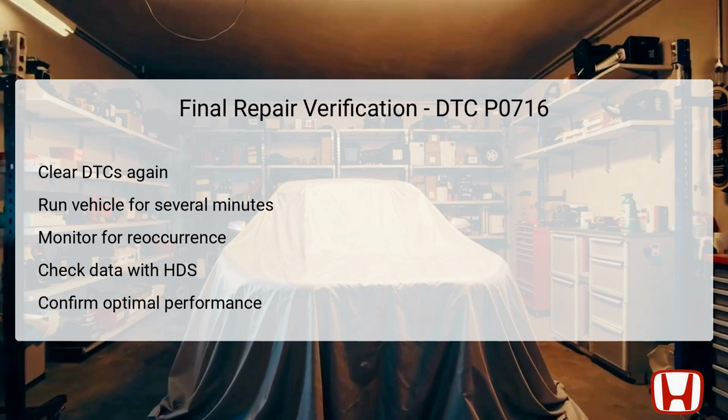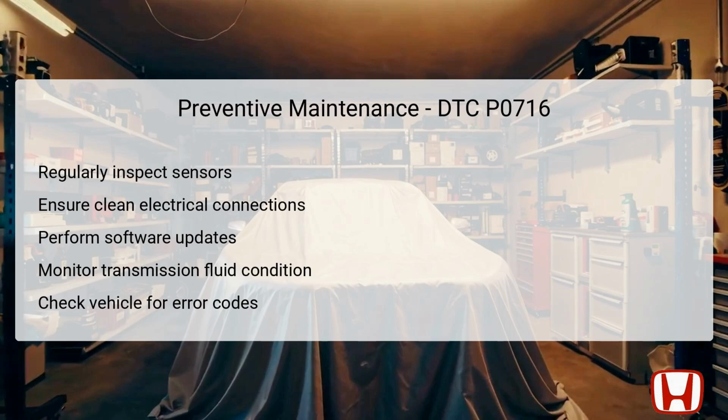Finally, confirm that the vehicle performs optimally without triggering any new codes, ensuring that the issue has been properly addressed and resolved. To prevent the reoccurrence of DTC P0716, regular maintenance is key. Regular inspection of sensors, including the input shaft speed sensor, will help identify potential issues before they escalate. Keeping electrical connections clean and tight will also significantly reduce the likelihood of electronic problems affecting vehicle operation.